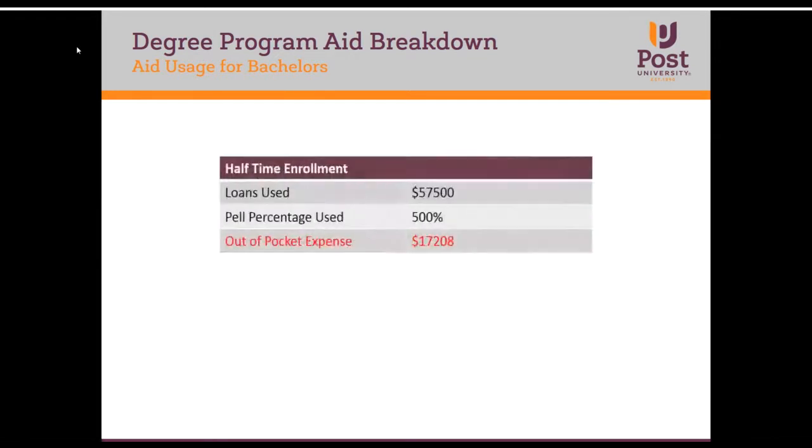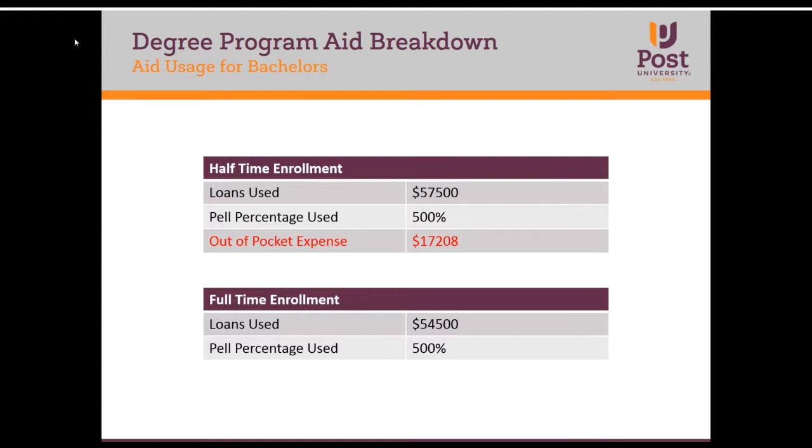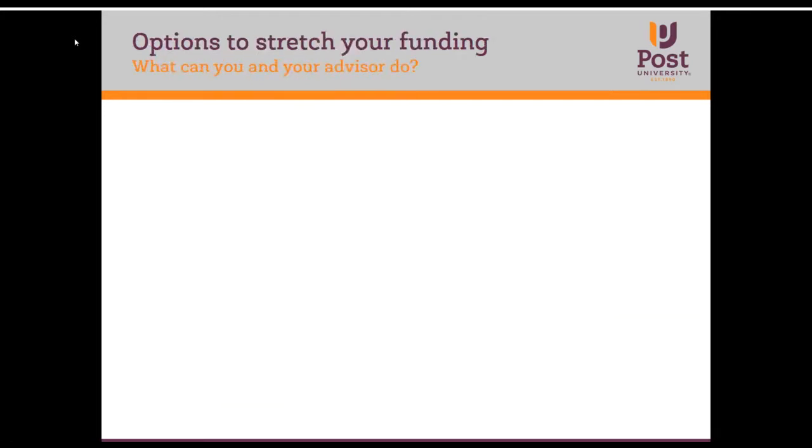So how does this break down in that other format we used? So that student who goes half-time is going to use $57,500 in their loan funding, their maximum eligibility. They're also going to use 500% of their Pell grant, and their out-of-pocket expense, like we discussed, was a little over $17,000. On the other hand, a full-time student is only using $54,500 and the same 500% in Pell.